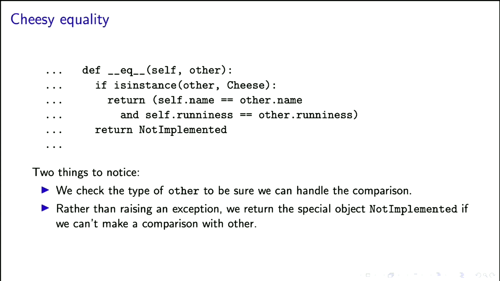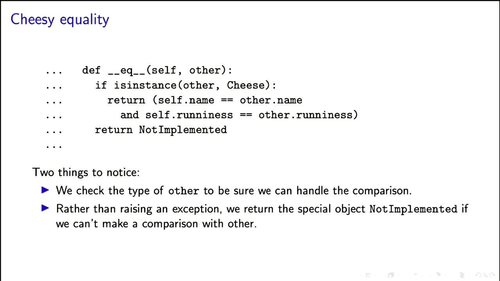Now, you could be like, why not raise a NotImplementedError exception? That's not what we're doing here. And the reason why is, imagine I have cheese on the left-hand side, equals equals, and I don't know, a cracker on the right-hand side. The interpreter says, okay, cheese, let me see your __eq__. The __eq__ says, that other thing is a cracker. I don't know what to do here. I will return NotImplemented to tell you I don't know what to do.